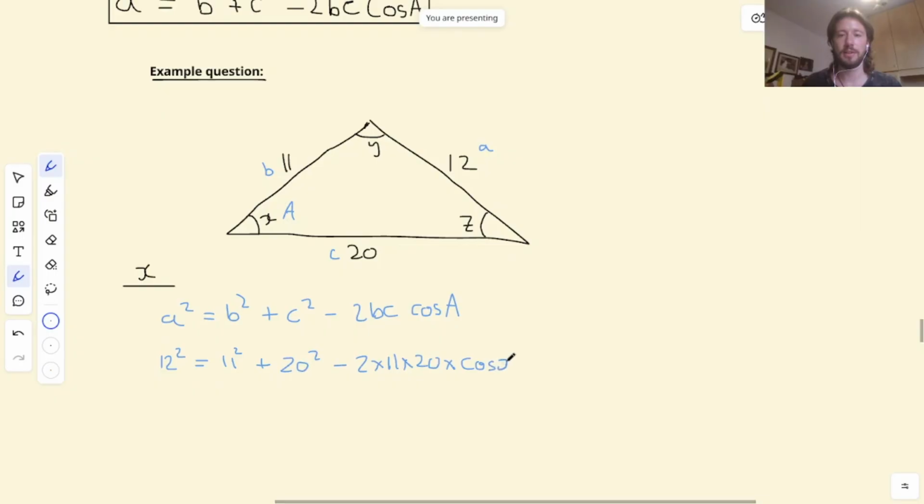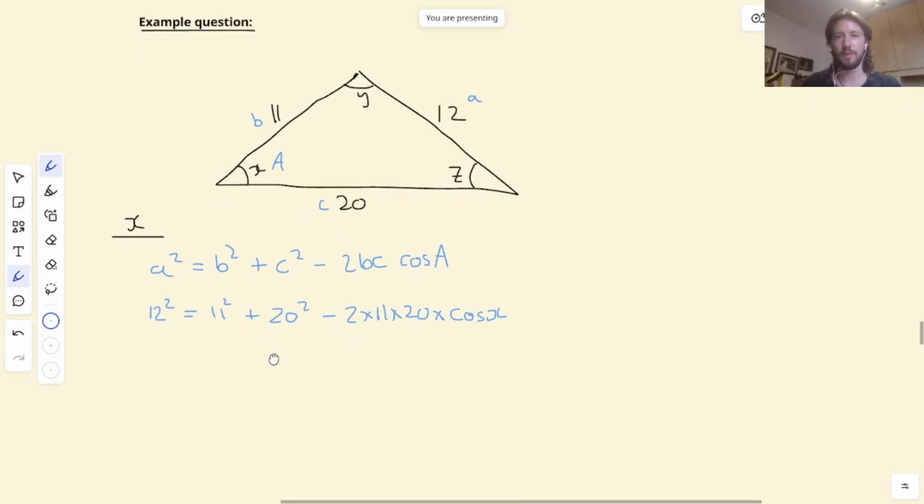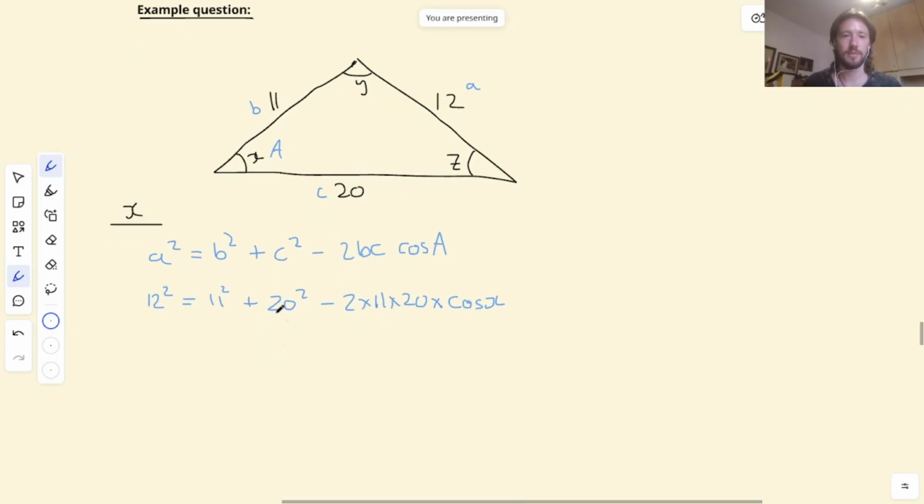So cos X. And yes, this is a big formula, so you will have to be comfortable with rearranging these kinds of equations. But let's do that step by step. Remove first the other terms, so we get 12 squared minus 11 squared minus 20 squared, subtracting both of those, equals minus 2 times 11 times 20 cos X.